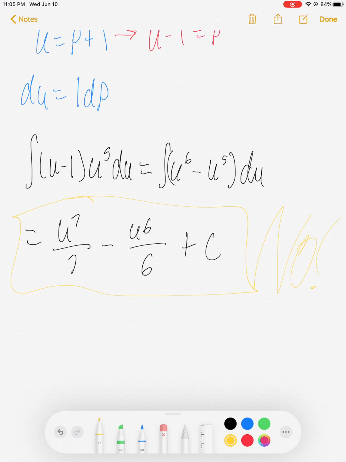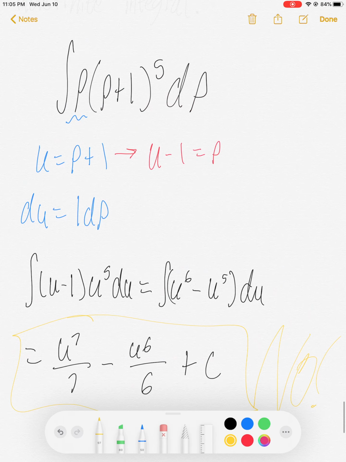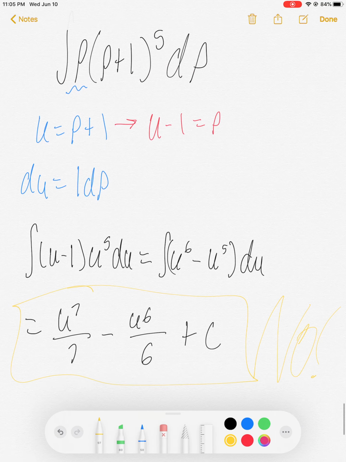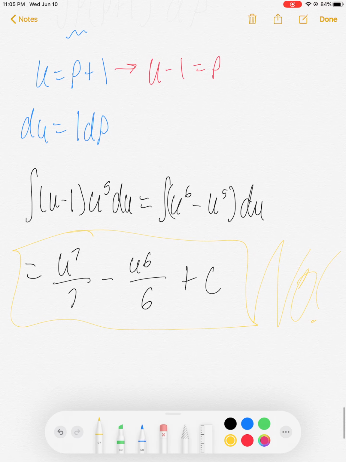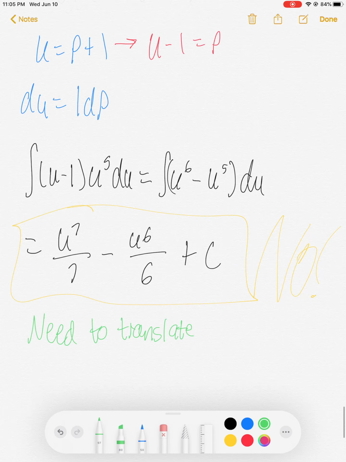Now by power rule, this is just u to the 7th over 7, excuse me, not plus, minus u to the 6th over 6. All I'm doing there is raising the exponent by 1, dividing by the new exponent, plus c, and we're done, right? No.